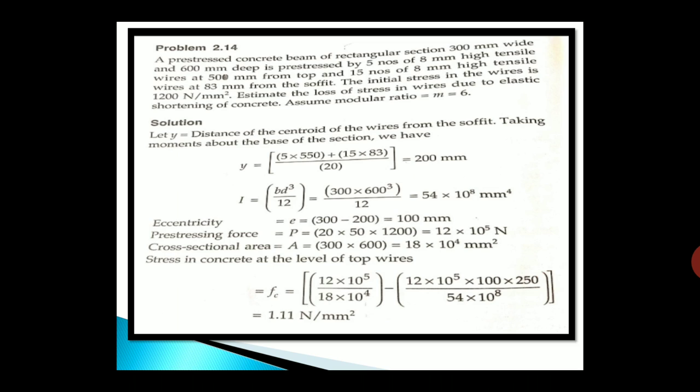or center of concrete. How we get that 250: the center of the section is at 300 mm. Top wires are at 50 mm from the top of the beam. So the difference, 300 minus 50, gives us 250. So that is how we are getting that 250. When you are making the notes, please take care of this point. So solving, we get the stress at top as 1.11 Newton per mm square.